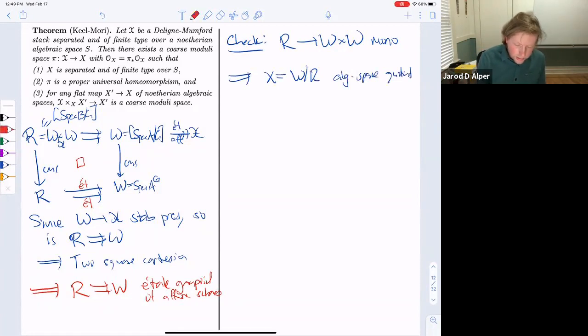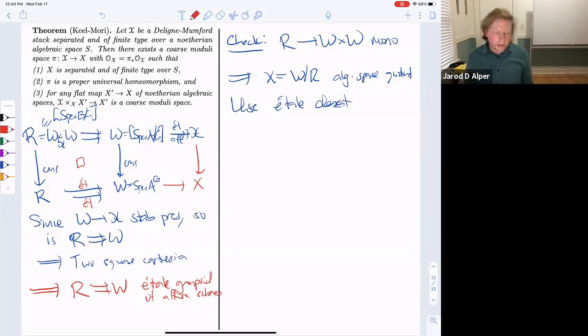So that gives us X here, and we have a morphism. And then you just finish the proof using étale descent. Descent will give you this morphism, and descent will also imply that this is Cartesian. And then we use the fact that coarse moduli spaces can be checked étale locally. So we get that this is a coarse moduli space, and you can check all the other properties too using descent.